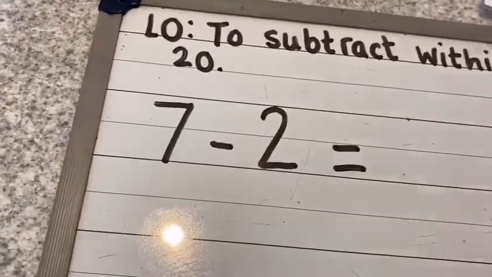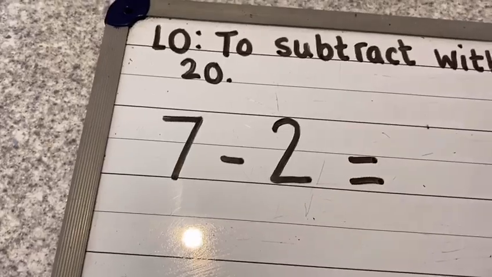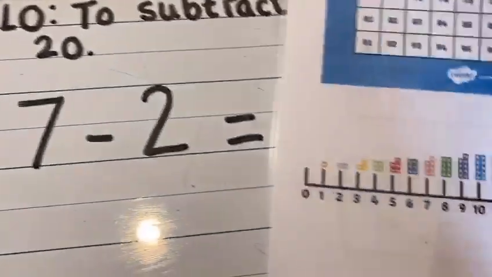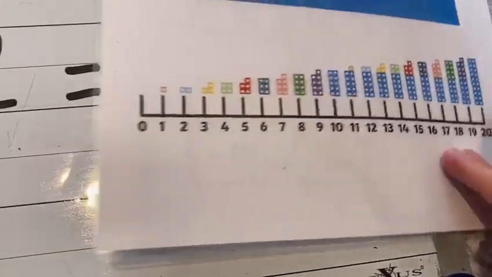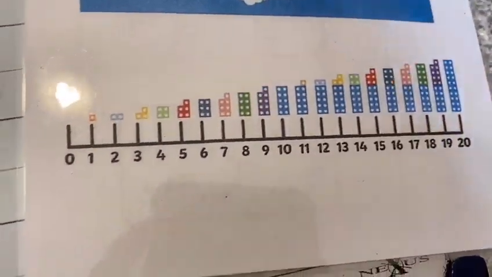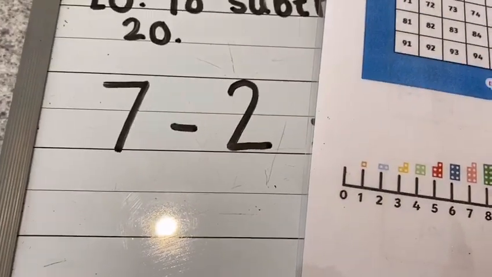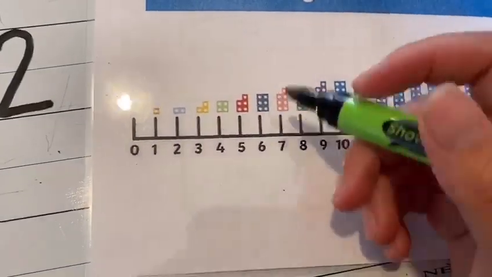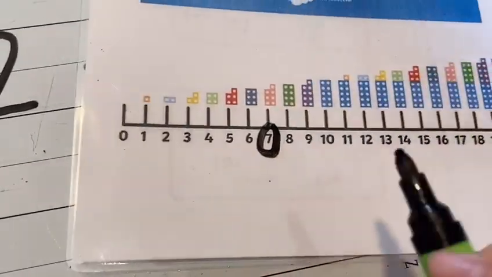I've also got something over here. That's right, a number line. So we use these at school, but you can make your own number line at home just on a piece of paper. Now my number sentence is 7 subtract 2. So I start at 7. So I'm going to circle my 7 so I know.